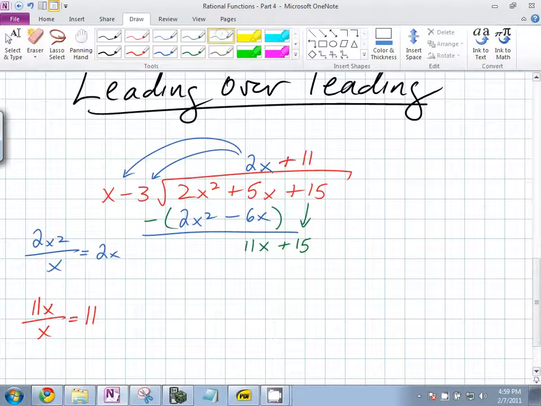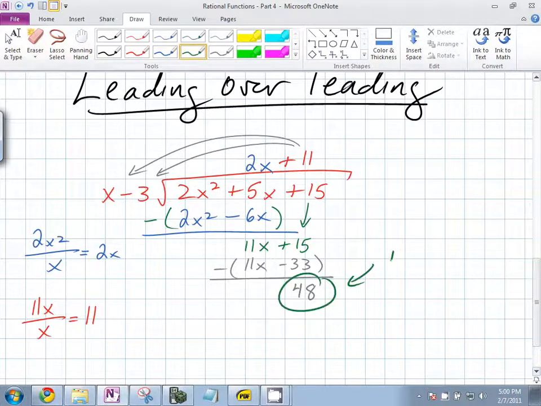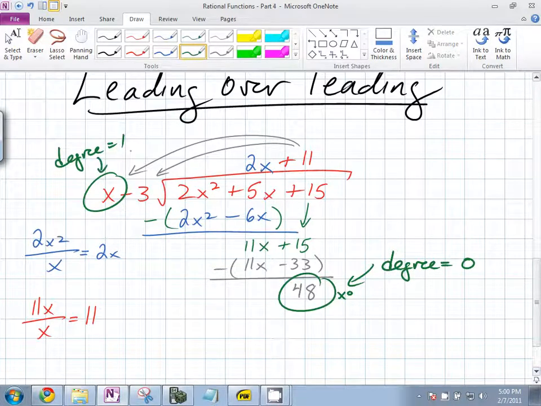You next multiply the same way you did the 2x, but just by 11 now. 11 times x is 11x. 11 times negative 3 is negative 33. You next subtract, and you end up with 15 minus negative 33. 15 minus negative 33 is 48. At this point you stop because the degree here, what's the degree of 48? 0, because there's an invisible x to the 0 there. And the degree here, if the degree of the divisor is greater than the degree of the remainder, you stop.